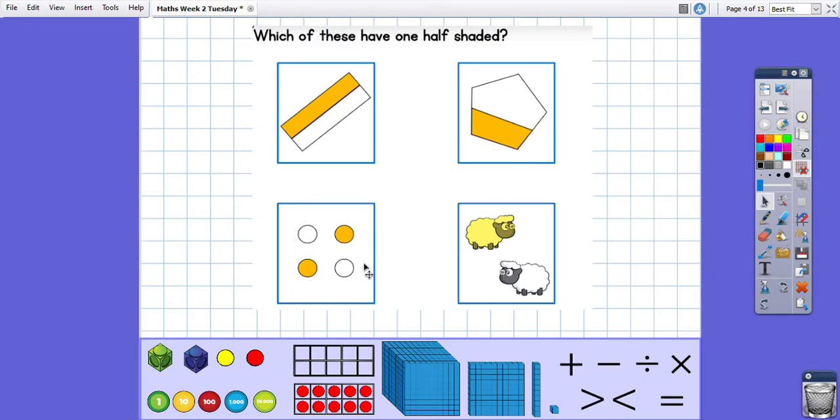Now let's look at these. I've got 4 counters. 2 of them are shaded orange. Now we know that to have half, you need 2 equal groups. So I've got my 2 groups. I've got my orange counter group and my white counter group. And there are 2 in each, which is 2 equal parts. So therefore, there are half shaded in my counters. Finally, my sheep. I've got 2 sheep, my 2 equal groups. One of them is yellow, one of them is white. So half of my sheep are shaded.